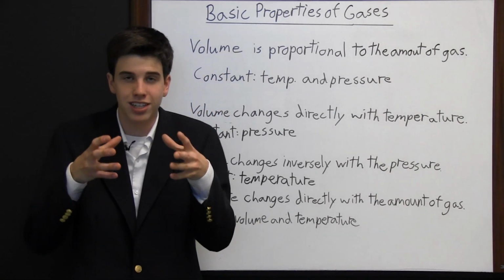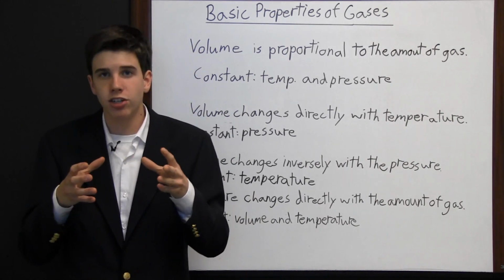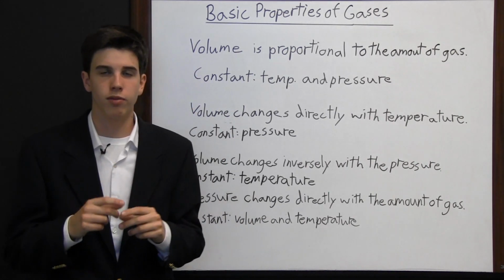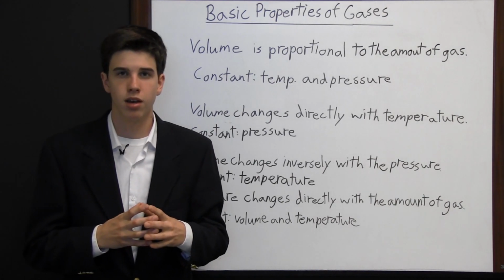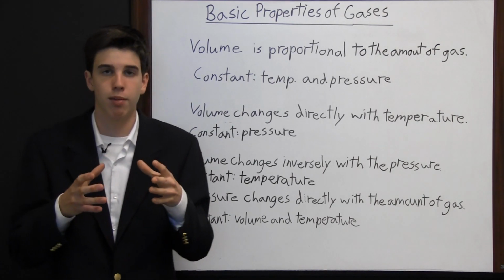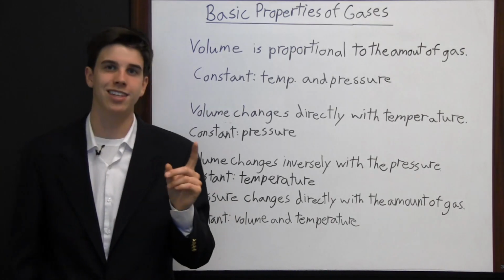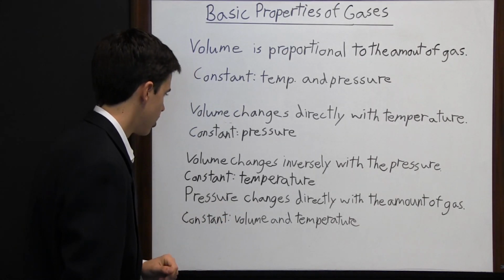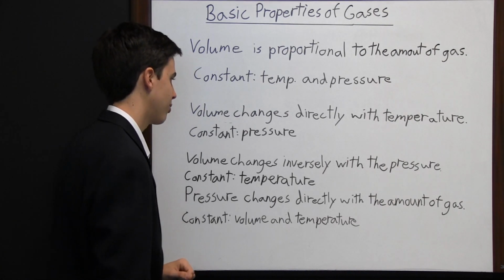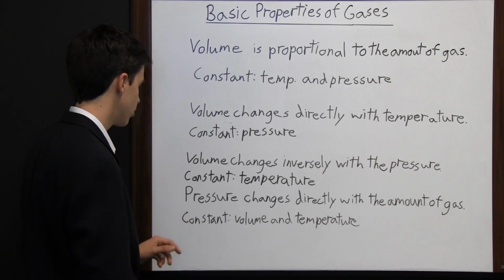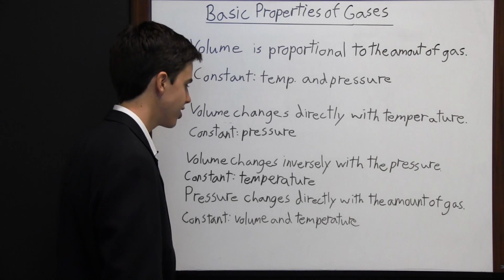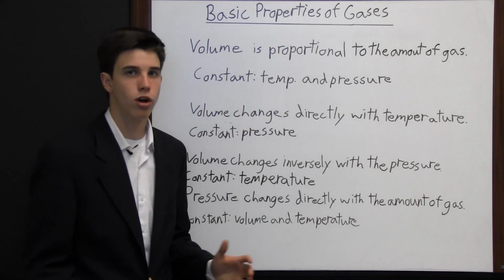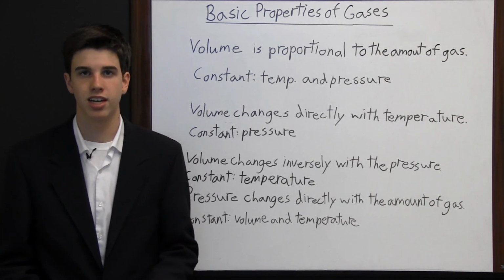The balloon is always going to be the same size. But if you add more air to it, then there are more air molecules that are going to hit the side of the balloon more often. So that increases pressure. But if there's less air inside that balloon, then the air molecules are going to hit the sides of the balloon less often, which decreases the pressure. So that's why we say pressure changes directly with the amount of gas. Now, for this to be true, like I said, the volume has to be constant and the temperature also has to be constant. So those are the four basic properties of gases.